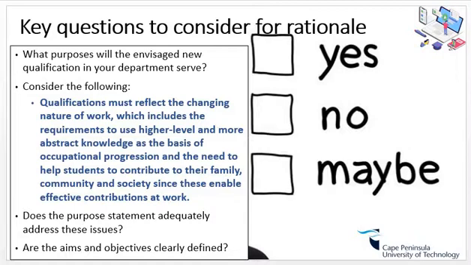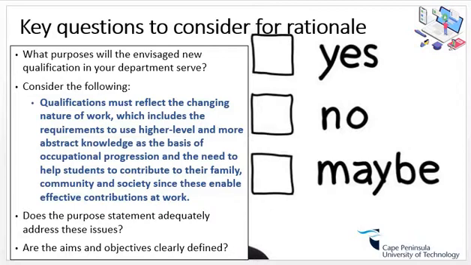And finally, having gathered current information on all these contexts, you are then in a position to start writing the purpose statement and the rationale for your qualification or learning program. This rationale and purpose statement will be guided by the following key questions that you need to ask.